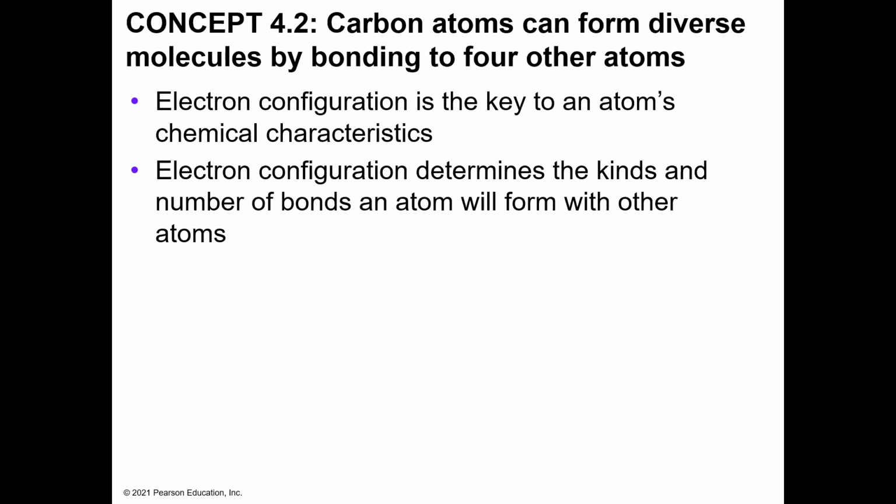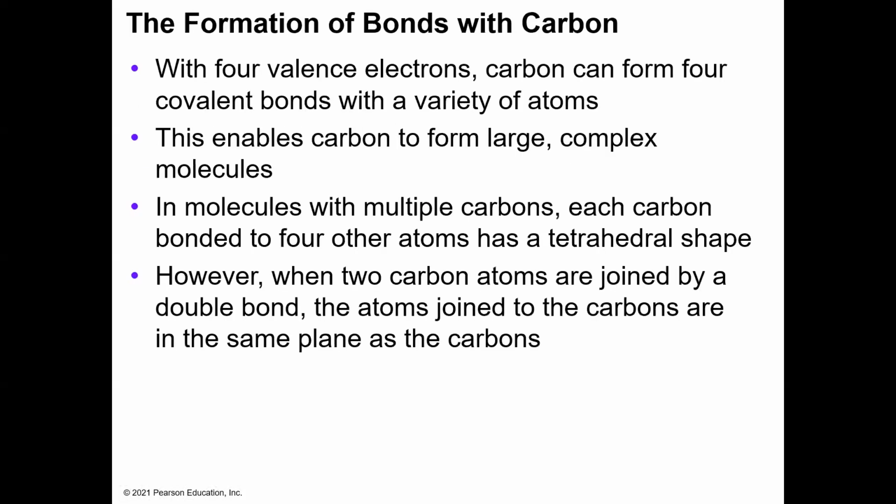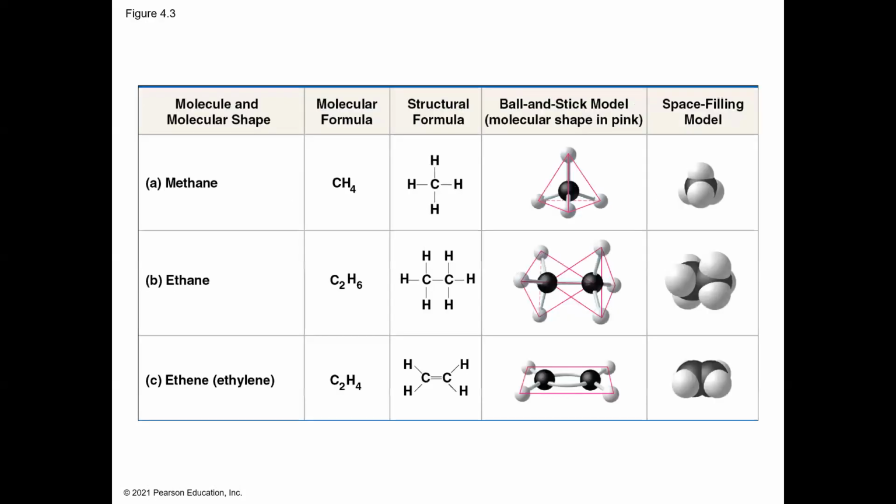Carbon atoms can form diverse molecules by binding to four other atoms. And once again, this is because of carbon's electron configuration, and that it has four valence electrons. And carbon can form four covalent bonds with basically any atom. And so carbon can form large complex molecules and form either chains or rings. And so you can see here, these are examples of all of the complex things that carbon can do.